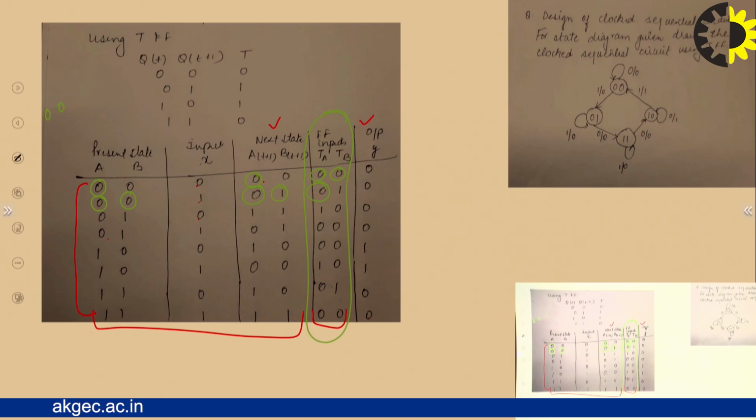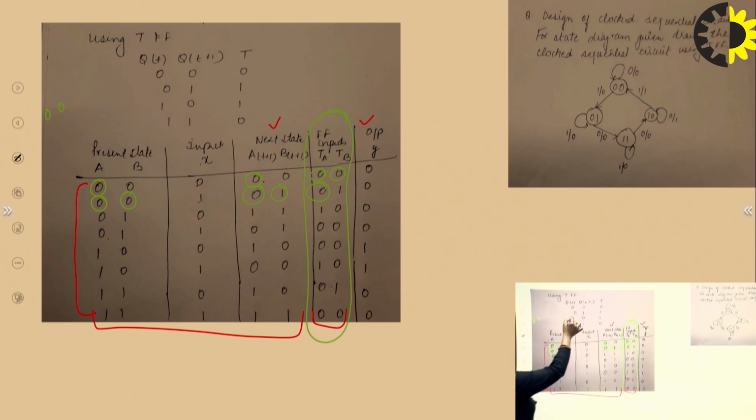See another part. When your present state is 0, and the next state is 1, now there is a change. What is the condition? Present state is 0, next state is 1. What is T? T is 1. Right? I think this is clear to you.